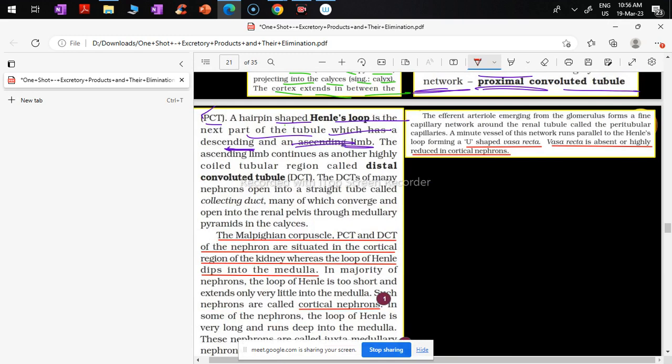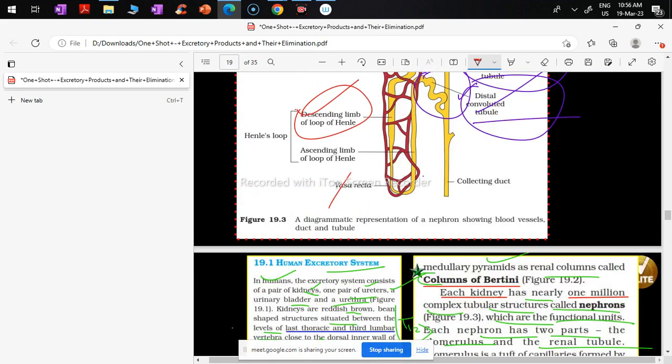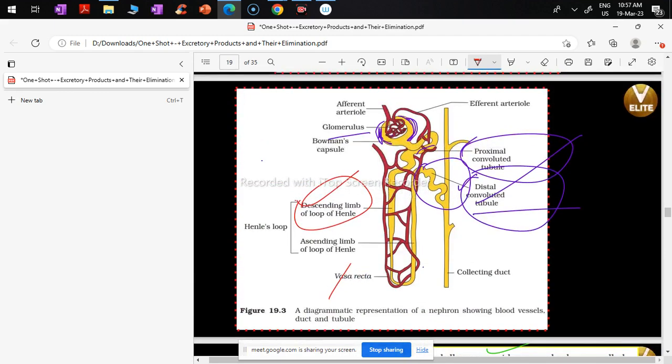The ascending limb continues as another highly coiled tubular region called the distal convoluted tubule or DCT. You can see in the diagram that it further continues to form the DCT. This ascending limb further continues, forming this coiled structure. If the word is distal convoluted tubule, try to break these words. Distal means at a distance, far away from this Bowman's capsule. Convoluted means coiled.